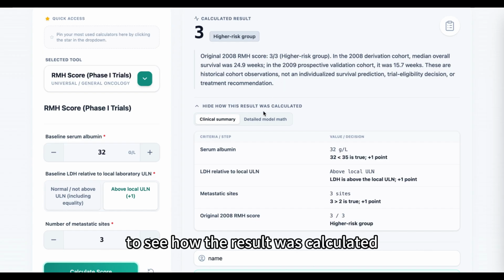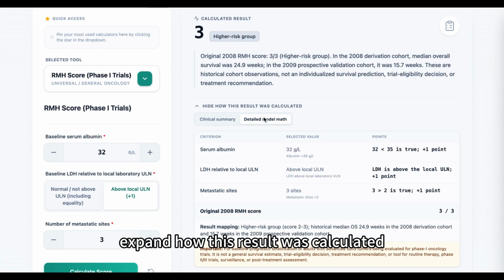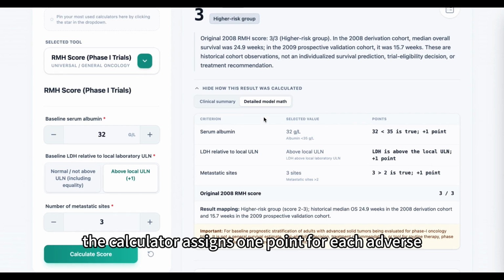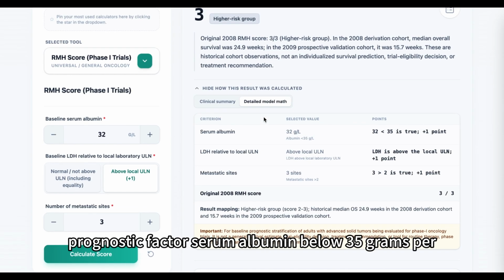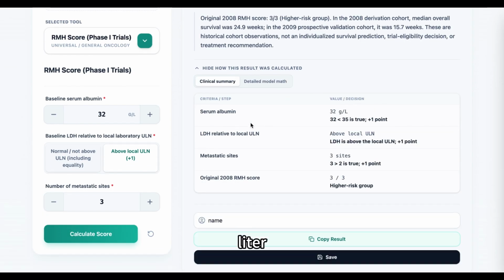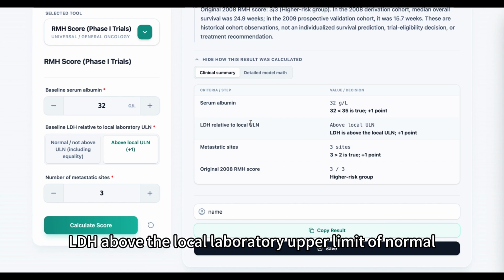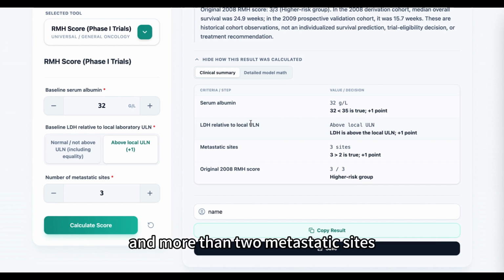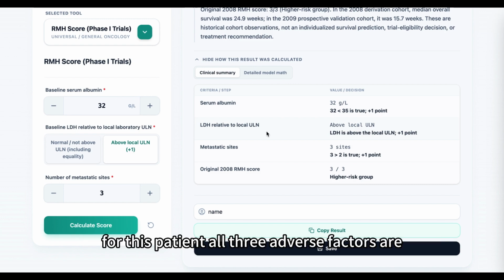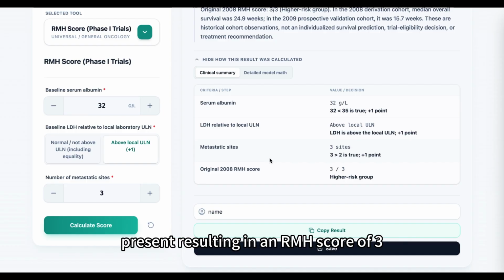To see how the result was calculated, expand how this result was calculated. The calculator assigns 1 point for each adverse prognostic factor: serum albumin below 35 grams per liter, LDH above the local laboratory upper limit of normal, and more than 2 metastatic sites. For this patient, all 3 adverse factors are present, resulting in an RMH score of 3.